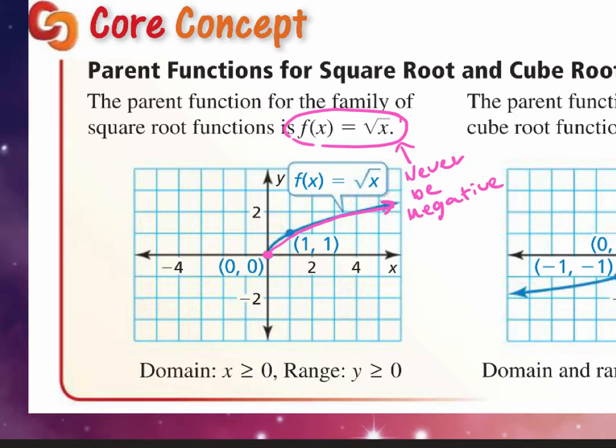Our domain is x is greater than or equal to 0, because we can never have a negative number for x, which means we'll never have a negative number for y either. So our range is y is greater than or equal to 0 also. And anytime we see a square root, our graph is always going to have this shape. So our square root graphs always look like this.